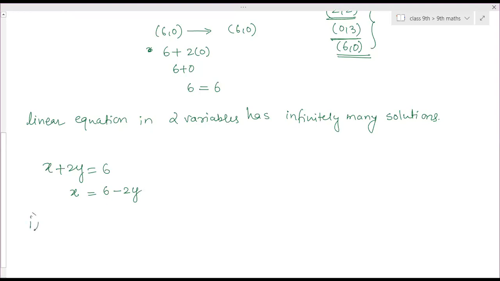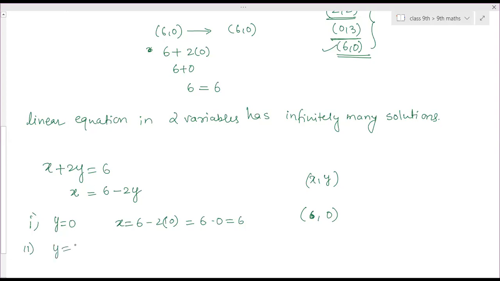Now substitute any value of y. I will substitute y is equal to 0 and find the value of x. So x is equal to 6 minus 2 into 0, that is 6 minus 0, which is 6. We always write x and y as coordinates: first the x coordinate, then the y coordinate. So x value is 6 and y value is 0. So 6 comma 0 is one solution. You got it? Now substitute any other value of y. Tell me any other value of y.